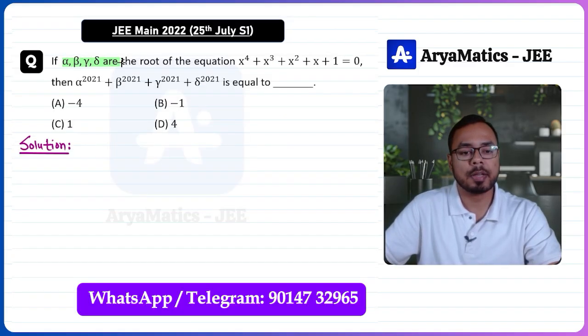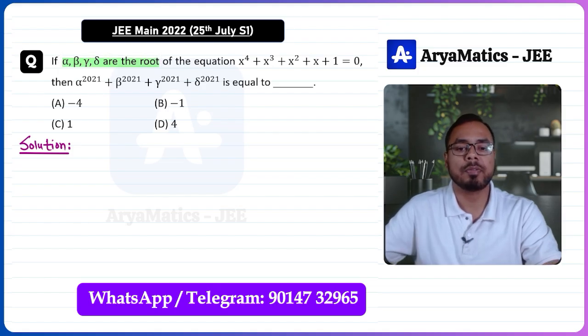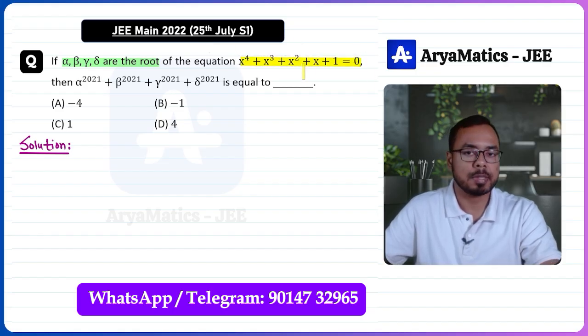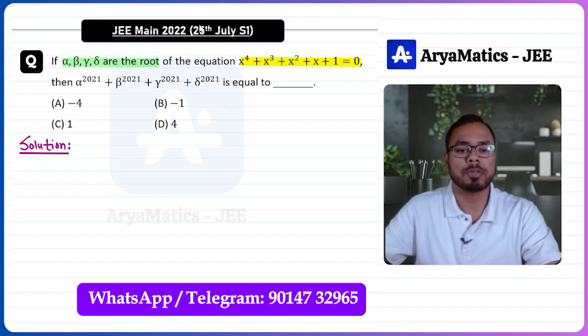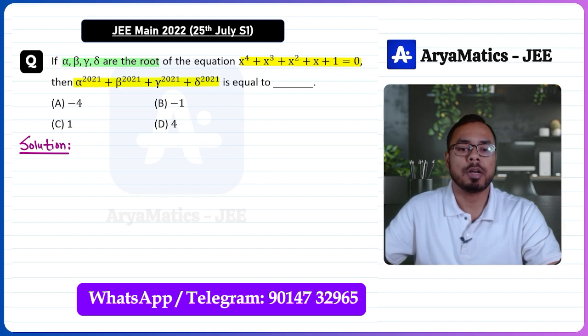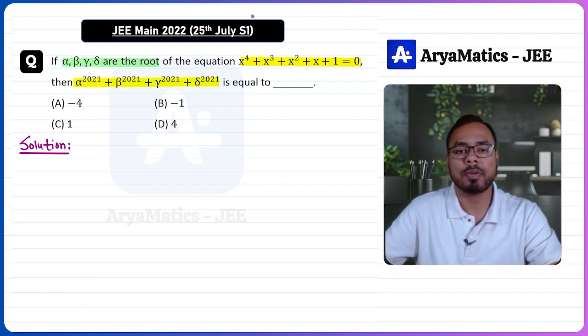If alpha, beta, gamma and delta, these four are the roots of this biquadratic equation, x raised to 4 plus x cube plus x square plus x plus 1 equals to 0, then we need to find the value of this quantity. Now this is a problem on nth root of unity.